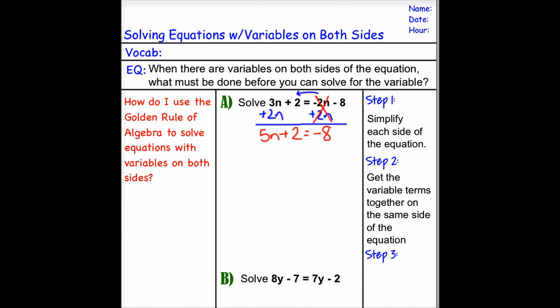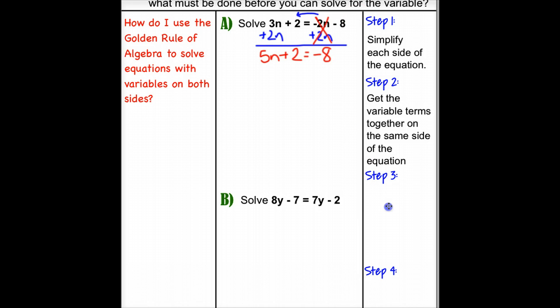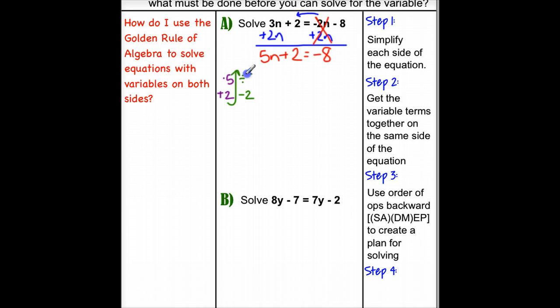The next thing I'm going to do is think about my plan of attack. My plan of attack wants me to create that plan for solving like we've been doing since learning target 8. So we're going to look at how we built that equation, 5n plus 2 equals negative 8, which you've seen problems like this before. To do that, we took n and first multiplied by 5 and then added 2. So to do the U-turn, to undo that plus 2 we're going to subtract 2, and to undo multiplying by 5 we're going to divide by 5.